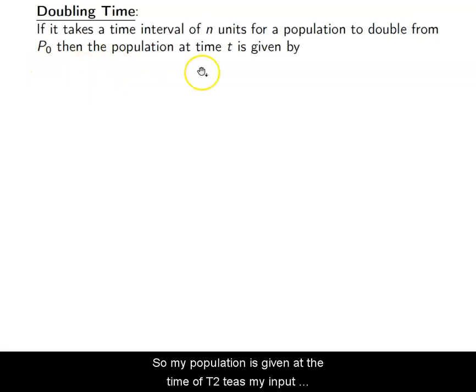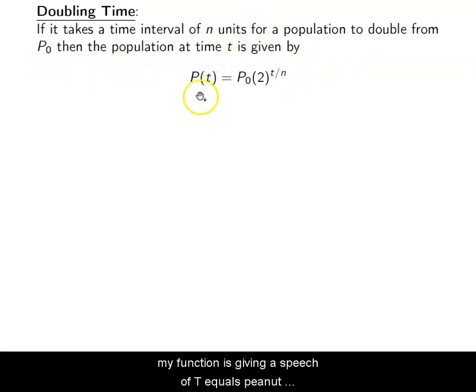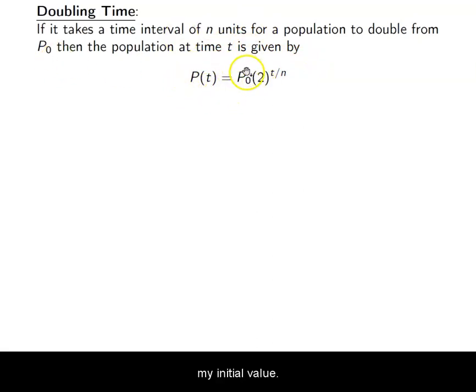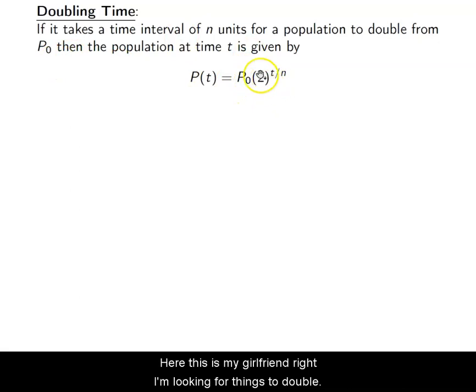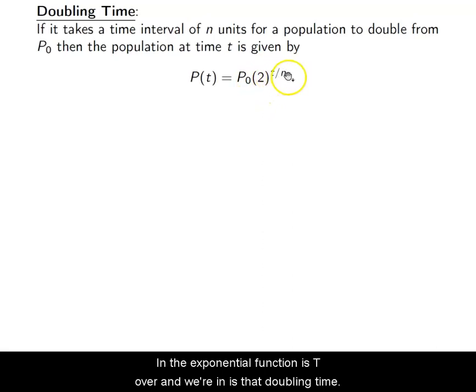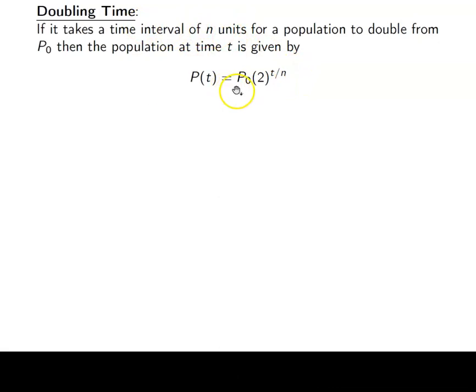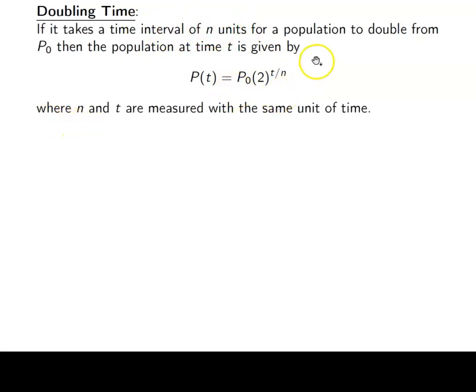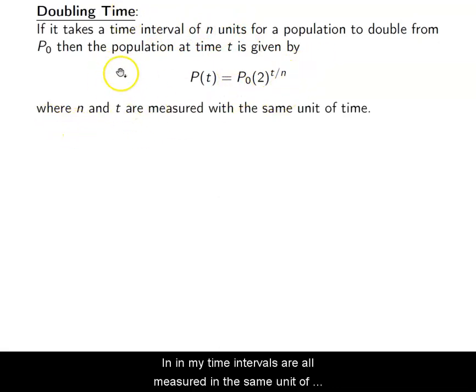So my population is given at a time of t, so t is my input. My function is given as p of t equals p naught, my initial value, times 2, here, this is my growth rate, right? I'm looking for things to double, and the exponent is t over n, where n is that doubling time. Okay. So here, n and my time intervals are all measured in the same unit of time.